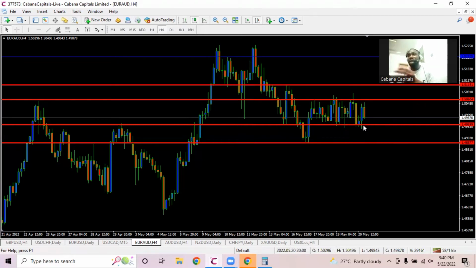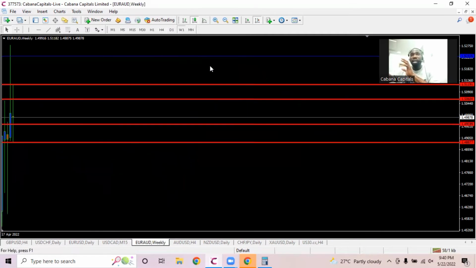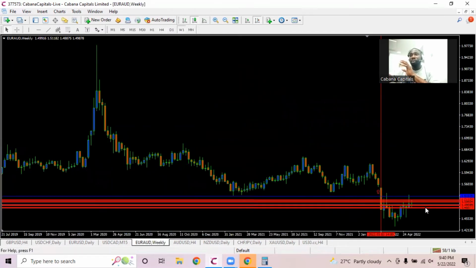Like I told you guys, I always work with the weekly trend, and the weekly trend seems to be bearish based on the price action formation on the weekly time frame. So I expect a bearish move. I think I will be looking for more bearish moves. I don't think I will be buying Euro Aussie this week. I will only look out for sell setups.